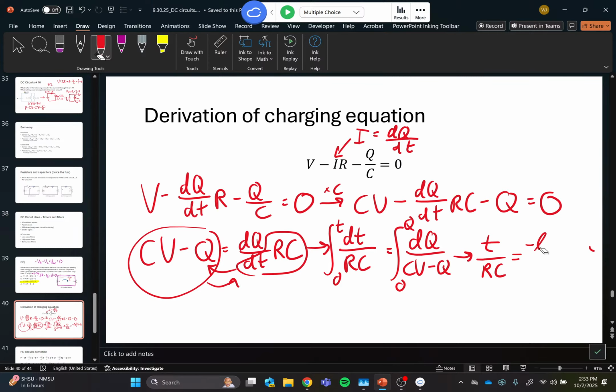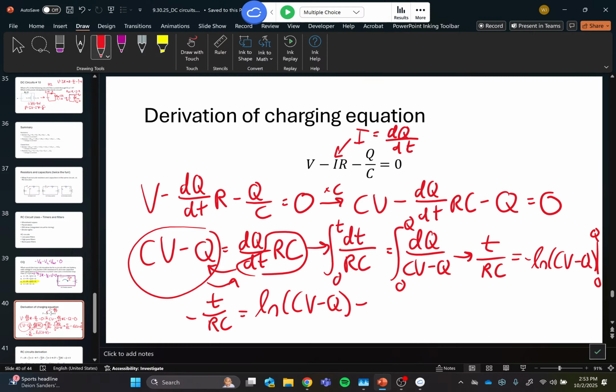Negative natural log of CV minus q, but here's the problem. You got to put your bounds in. You got to put those bounds where q is. Normally, we don't use the same variable, but just for the sake of it, I've done that. All right, so we have t over RC. I'm going to go ahead and move the negative sign over here for funsies. And I get natural log of CV minus q minus natural log of C times V.